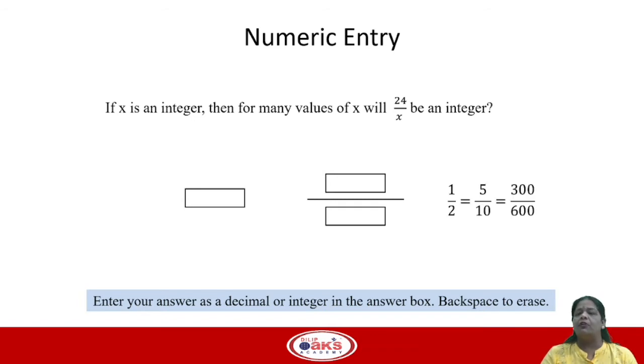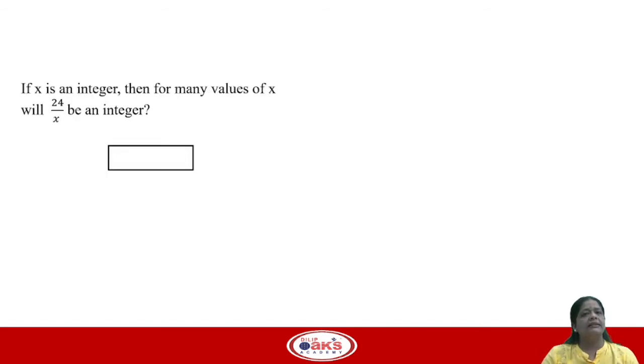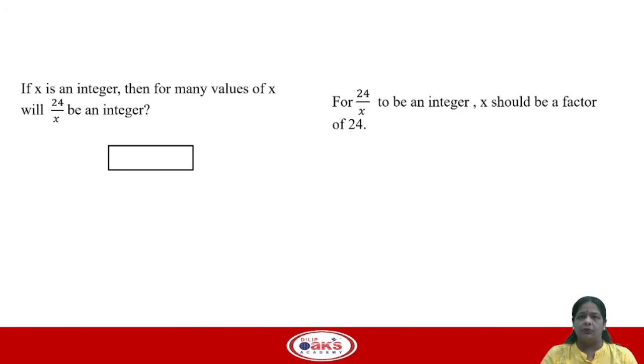For the fraction format, whether I enter my answer as half, 5/10 or 300/600, all of them are going to be given full credit. Now let us see the correct answer for this question. If x is an integer, then for how many values of x will 24/x be an integer? For 24/x to be an integer, x should be a factor of 24. So we start by writing factors of 24.